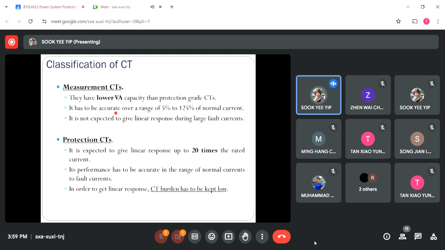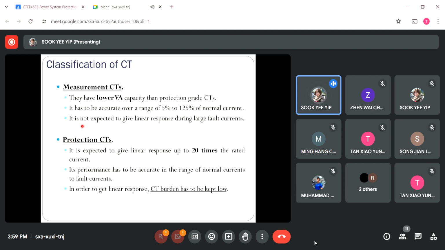A measurement current transformer should give us high accuracy within the range of 5 to 125% of the rated current flow or normal current flow. Since it is used for measurements only, not for protections, it is not expected to give us a linear response whenever we have high fault currents. If we have fault current flow, it might give us the wrong measurements. But seeing as it only deals with lower current flow, it doesn't need to deal with large current values.